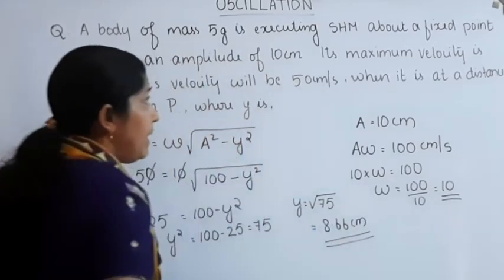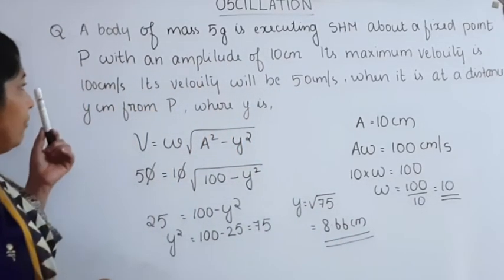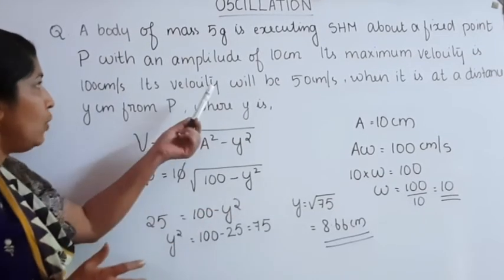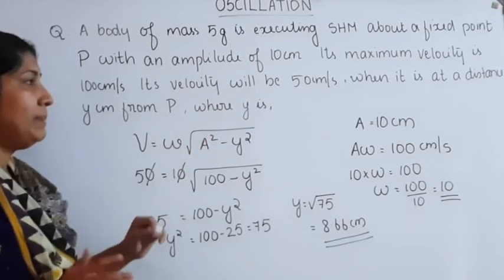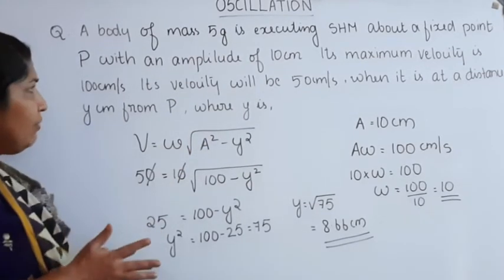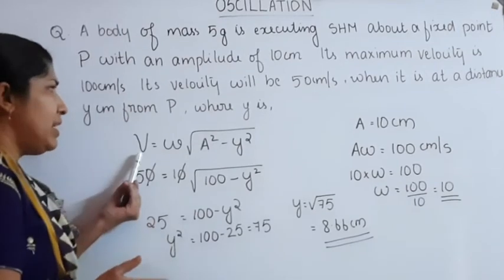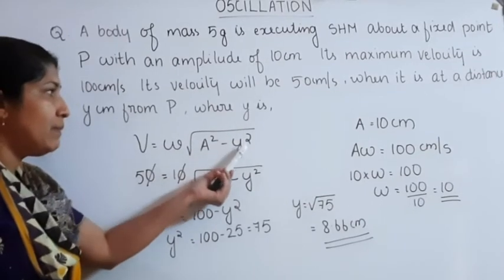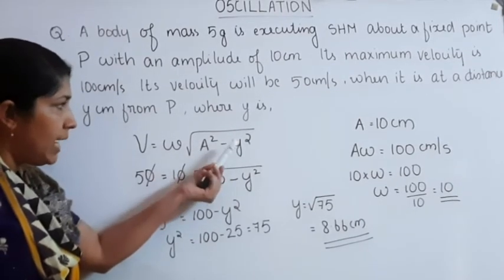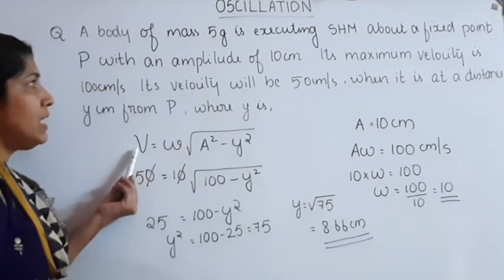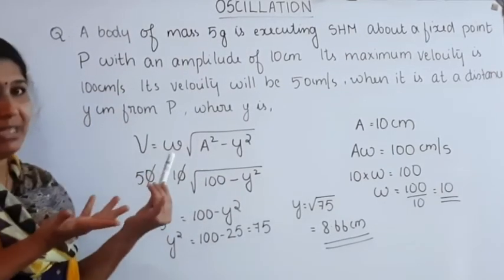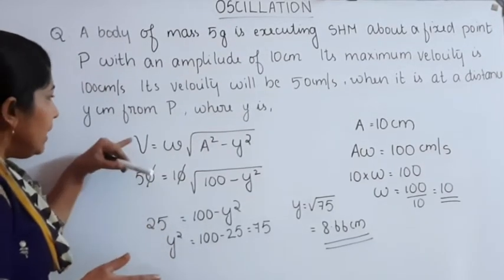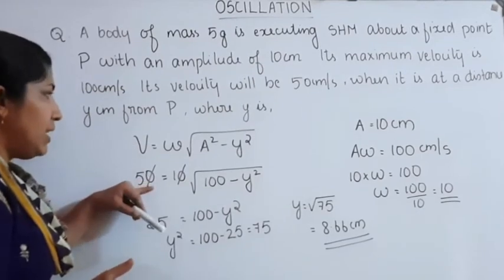The displacement from the mean position y is equal to 8.66 centimeter, where the velocity will be 50 centimeter per second. Here we can use the equation velocity v is equal to omega into root of a square minus y square. We want to find out the displacement y. At this displacement, what about the velocity? Velocity is equal to 50 centimeter per second. That is given in the question. Then it is very easy to find out the displacement. We can substitute that value.